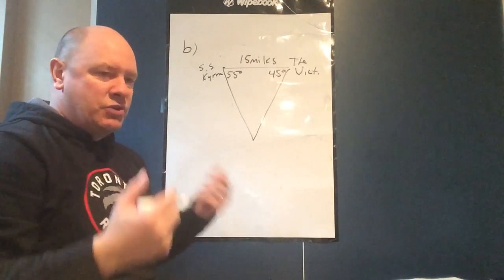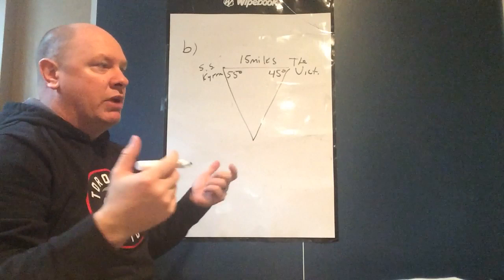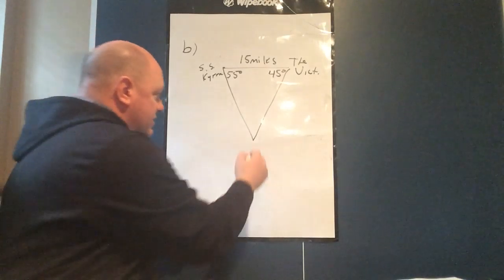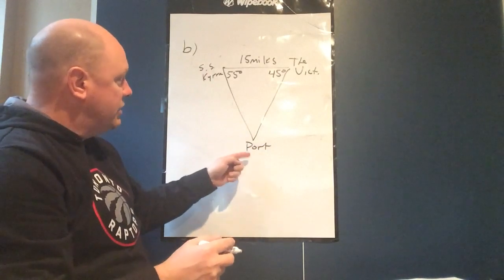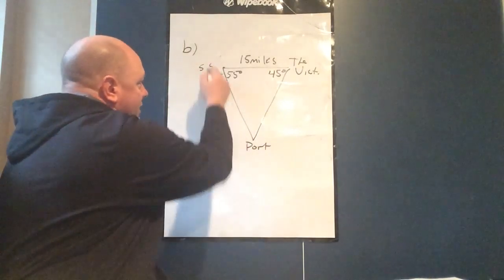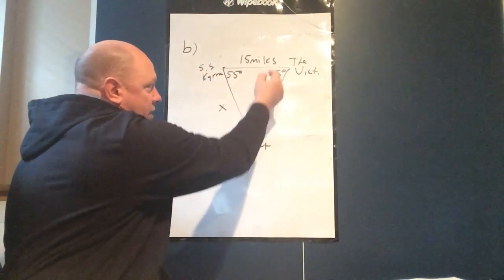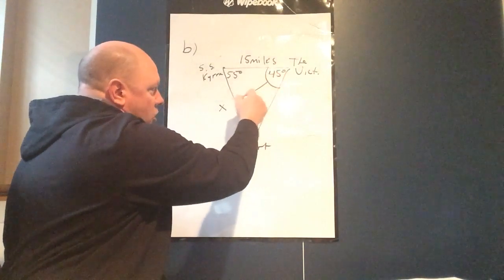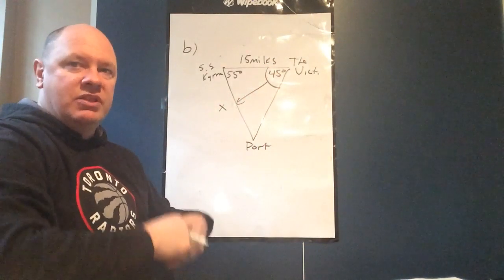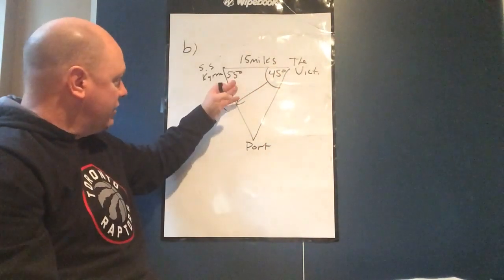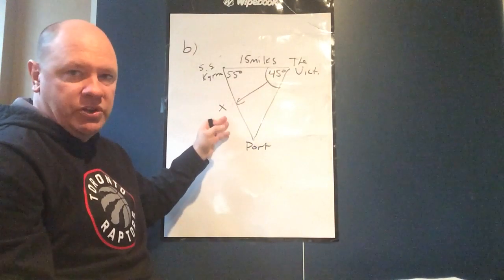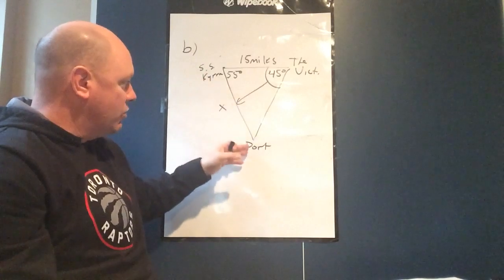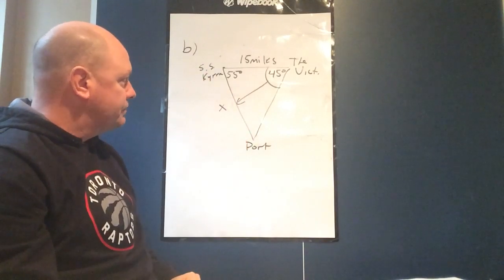This is kind of a trick question, but like I said before, if this is the port that we're looking at, we want to find the closest ship to the port. The closest ship is going to be the SS Kira right here, because it's directly across from the smaller angle. So that's got to be the smaller side. The bigger the angle, the longer the side. The smaller the angle, the smaller the side. So the SS Kira is the one closest to the port.